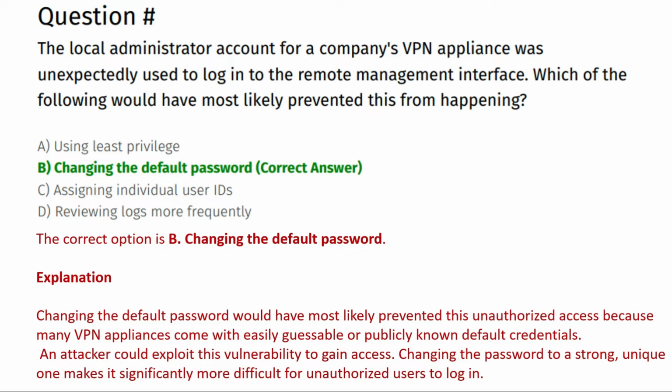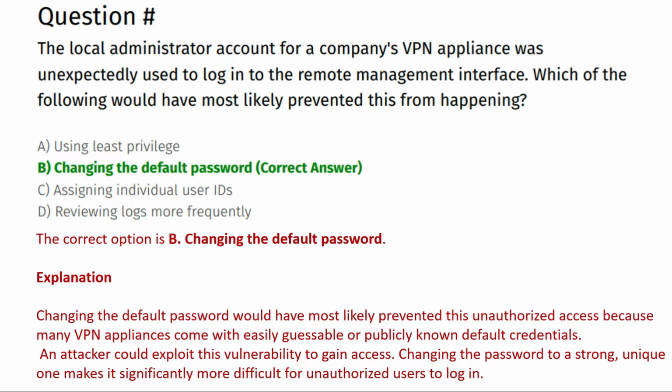So let's check the explanation. Changing the default password would have most likely prevented this unauthorized access because many VPN appliances come with easily guessable or publicly known default credentials. An attacker could exploit this vulnerability to gain access. Changing the password to a strong, unique one makes it significantly more difficult for unauthorized users to log in. So that's why the correct answer for this question is option B, changing the default password.